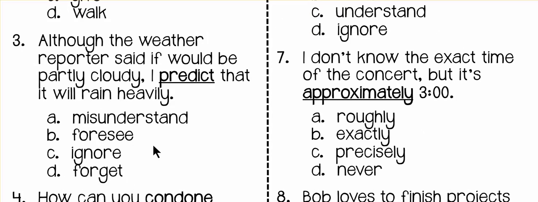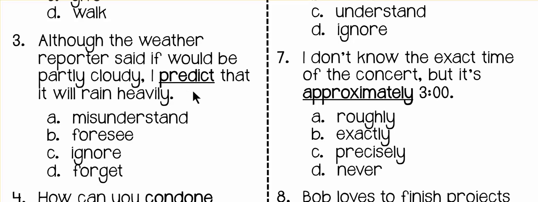For number 3, it says, although the weather reporter said it would be partly cloudy, I predict that it will rain heavily. Note, I did not create this, and this should be it, not if. Sorry about that. So, although the weather reporter said it would be partly cloudy, I predict that it will rain heavily. This although is just a fancy way of saying but. So, even though the weather reporter said it's going to be cloudy, I predict it's going to rain heavily.